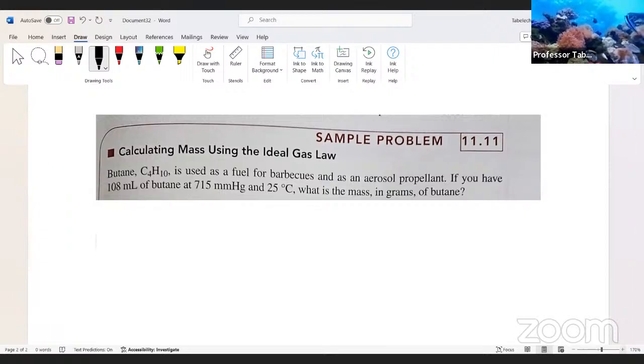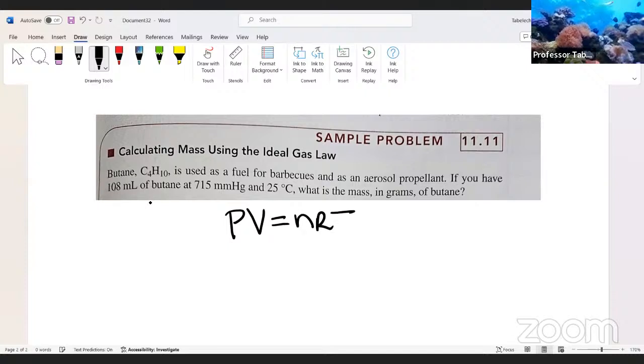It says butane. They give you the formula, C4H10, is used as a fuel for barbecues and as an aerosol propellant. Meaning so that when you spray, it goes out, okay? The gas will come out as a liquid. If you have 108 milliliters of butane at 715 millimeters of mercury at 25 degrees Celsius, what is the mass in grams of butane? So again, I'm going to write here on the board, PV equals nRT.